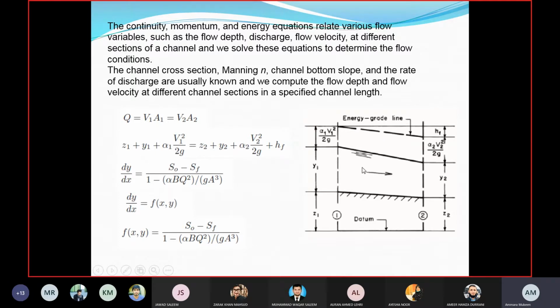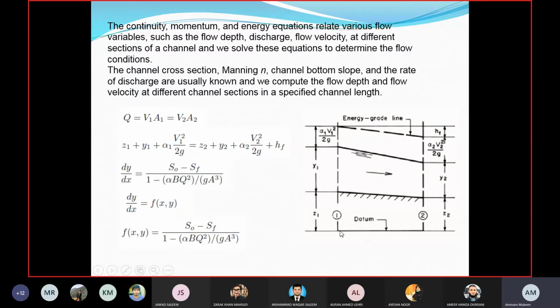So you can see there are three lines: one is the bed, one is the water surface, and one is the energy line. The difference between the energy line and the water surface would be V square over 2g, the velocity head. So from here to here it is the velocity head.